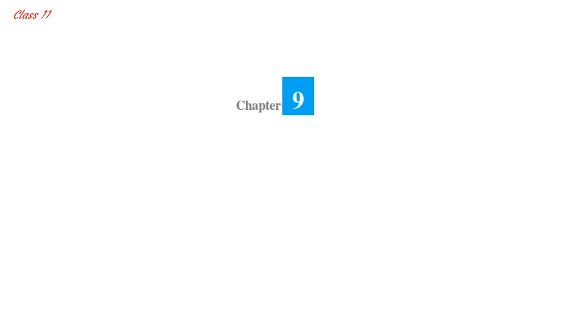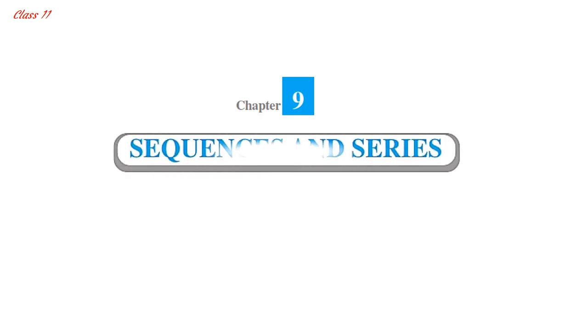In the last class, we started a new chapter, chapter 9, sequences and series. We have learned that a sequence is an arrangement of numbers in a definite order according to some rule. When we change the rule, the sequence's name also changes. In this chapter, we need to discuss two special sequences.